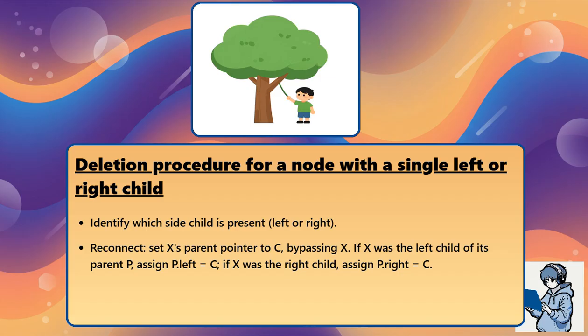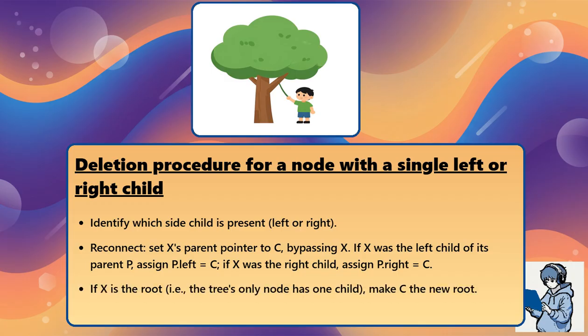Reconnect: set x's parent pointer to c, bypassing x. If x was the left child of its parent p, assign p.left equals c. If x was the right child, assign p.right equals c. If x is the root, i.e., the tree's only node has one child, make c the new root.